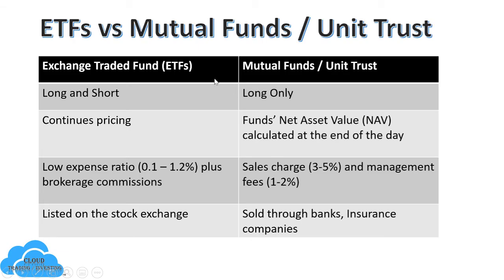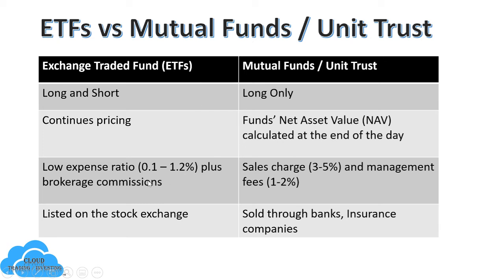So what is the difference between an ETF and a mutual fund or unit trust? Let's do a simple comparison. If you are buying an ETF, you can go long or go short. An ETF is just like a stock, you can long it and you can short it. But if you are buying a mutual fund or unit trust, you can only go long, you cannot short. The ETF has continuous pricing, while for the mutual fund, the net asset value is calculated at the end of the day. That means the ETF pricing is continuous like a stock, while the mutual fund is calculated once a day.